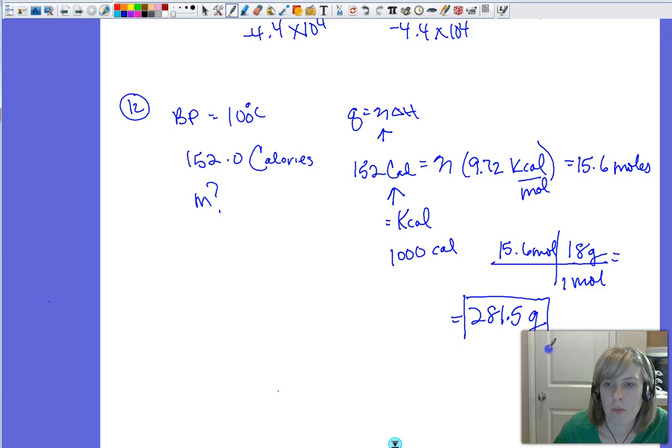So make sure that you read the units very carefully. That'll tell you what you need to do.